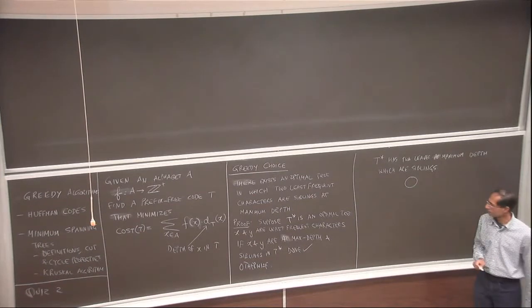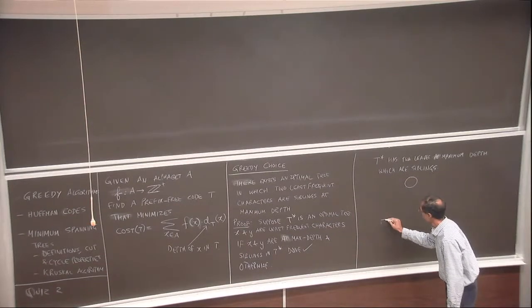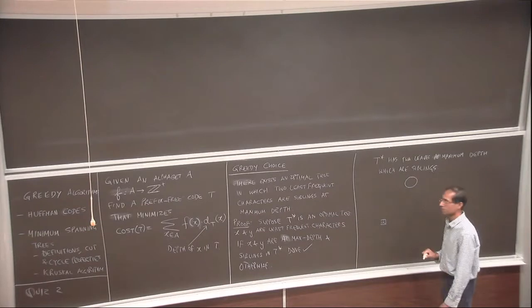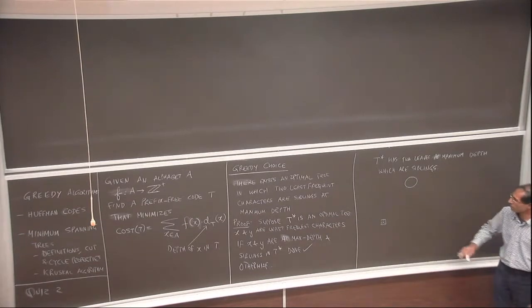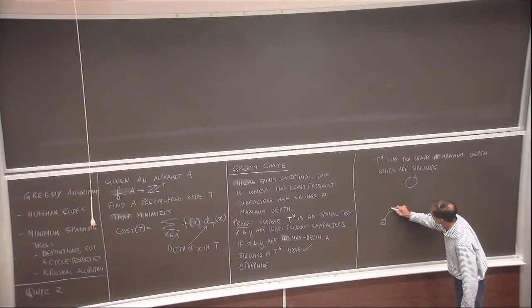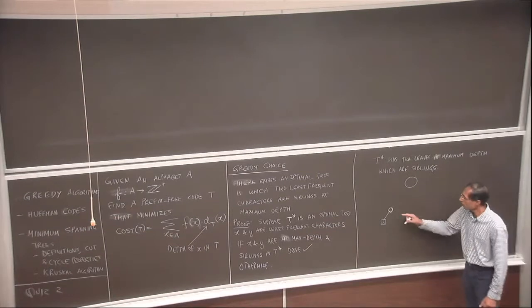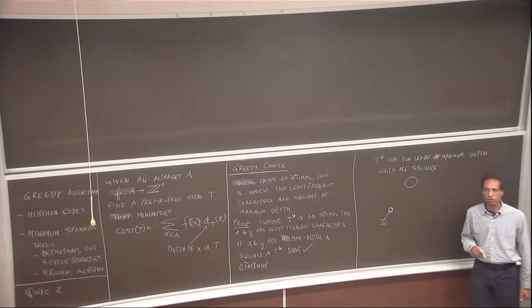Okay? So let's say this is a leaf at the maximum level. Let me call this leaf alpha. This is the maximum level. There is no other leaf lower than this. So let's look at its parent. The claim is that alpha should have a sibling. Okay, why? Suppose it has no sibling. Then what can you do?